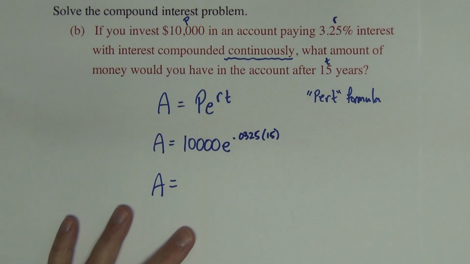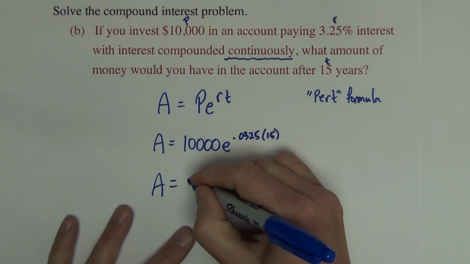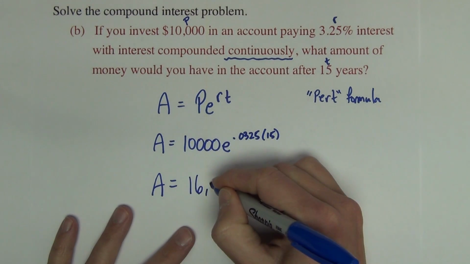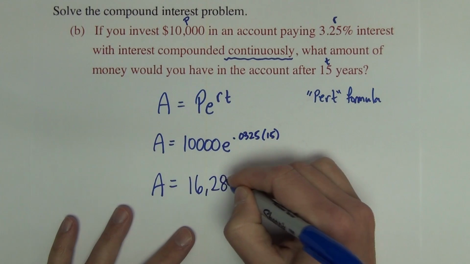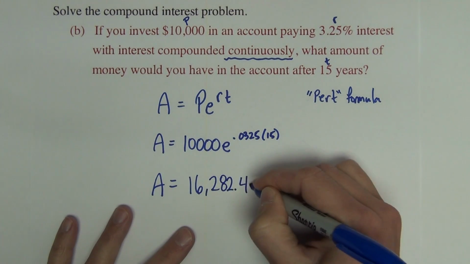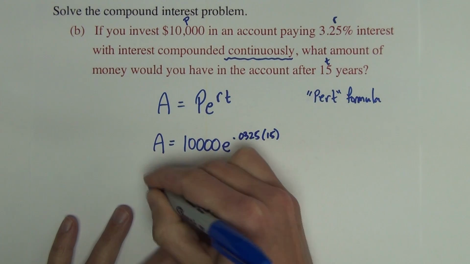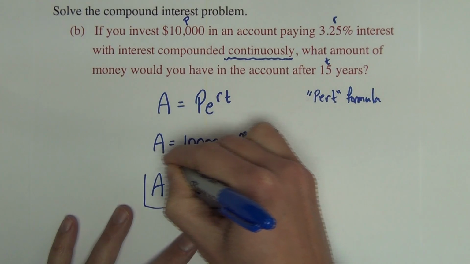Once we're set up, we just go straight to the calculator, type all this in, and I get A to be $16,282.41.